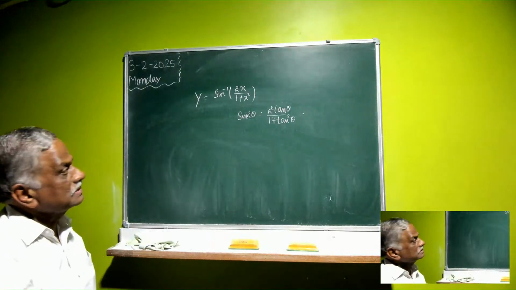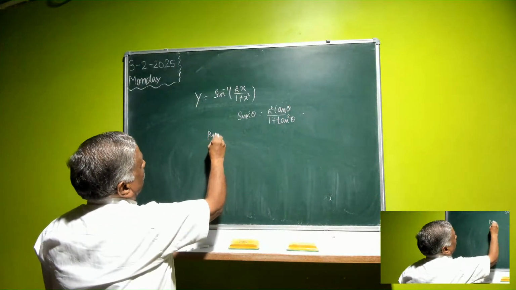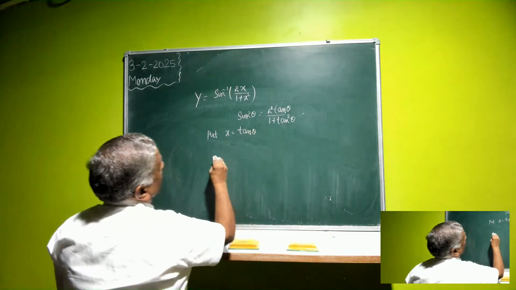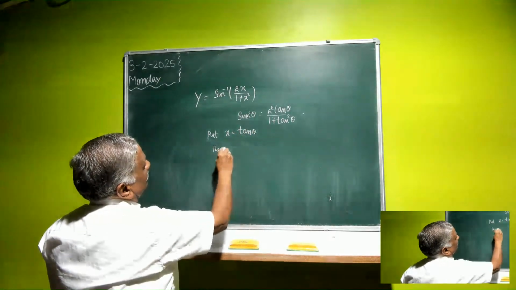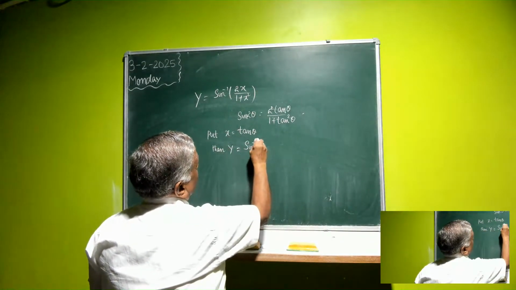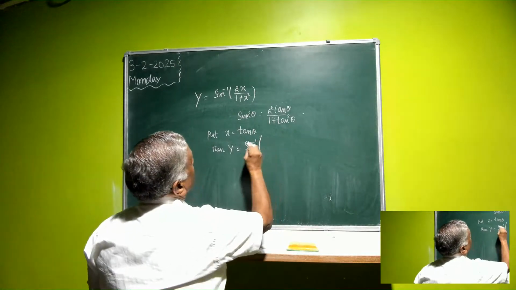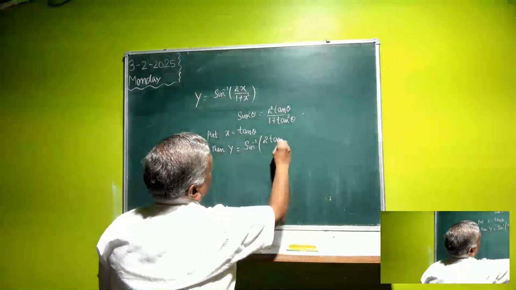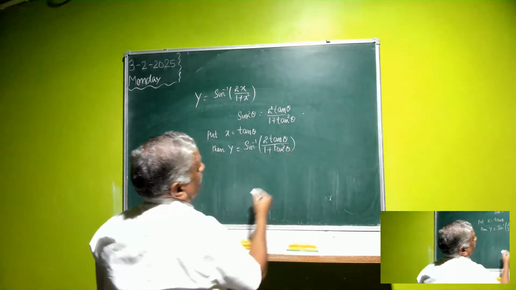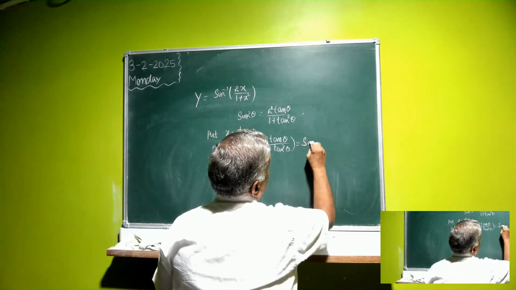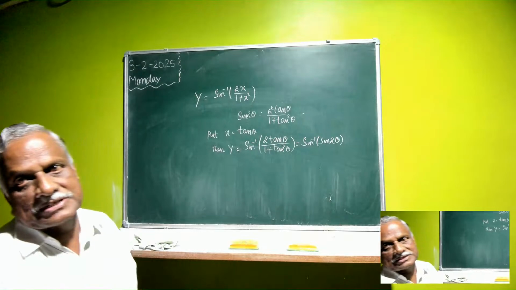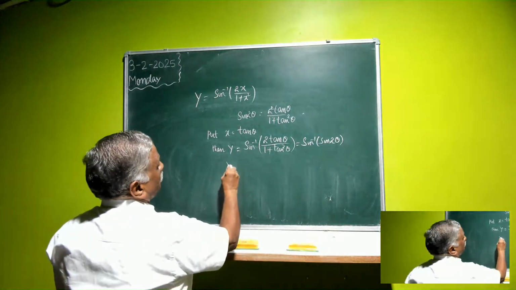This formula is required for this. So put x is equal to tan theta. Then y will be equal to sine inverse of 2 tan theta over 1 plus tan square theta. That is sine inverse of sine 2 theta. What is sine inverse of sine x? It is x. Therefore, you get 2 theta.